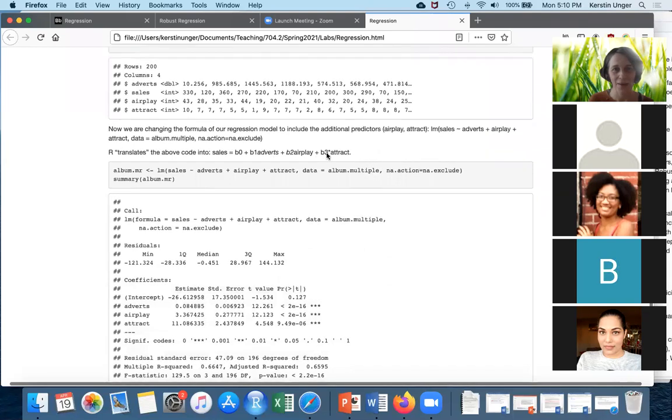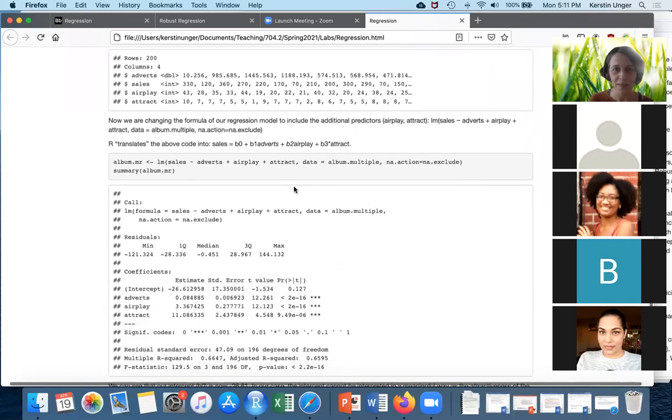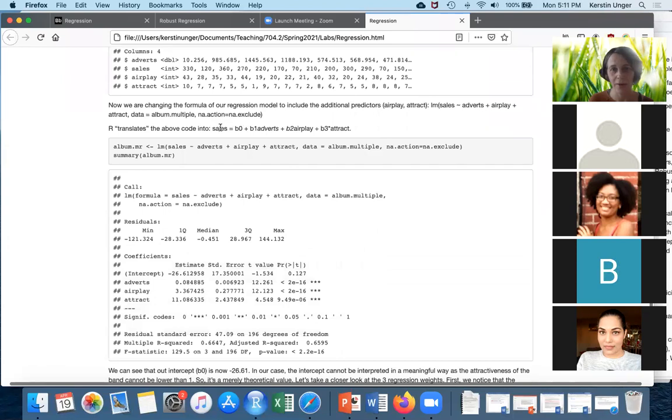Okay, and then our model would look like that. Our sales number is the intercept, and then we have B1, our first regression coefficient, times the money spent on advertising, B2, the second regression coefficient, times the number of airplay, and B3, the third regression coefficient, times the attractiveness score.